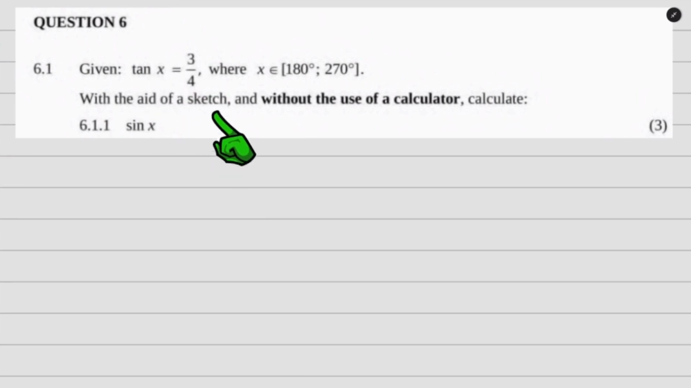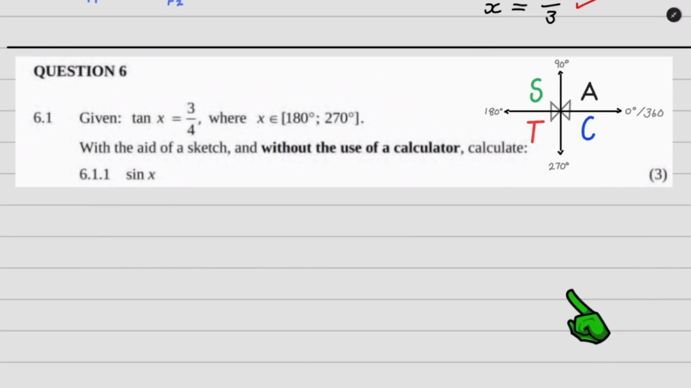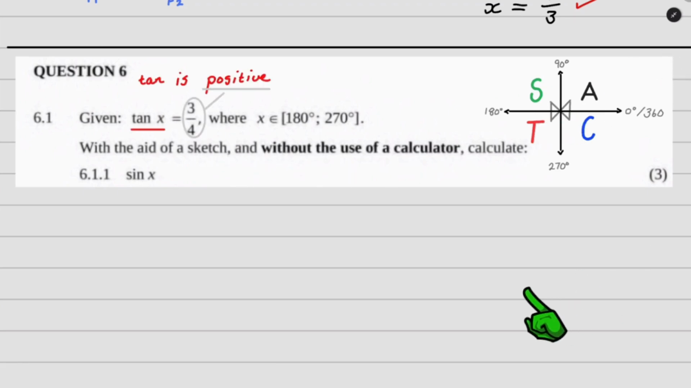I'm going to draw a little CAST diagram close by and decide what quadrant I'm working in. With the CAST diagram, it needs to meet both conditions mentioned in the question. So over here we can see tan is positive. So I'm going to tick the 2 quadrants where tan is positive. A stands for all is positive, so it's over in the A quadrant, and T stands for tan is positive, so I'm going to tick those 2 quadrants.